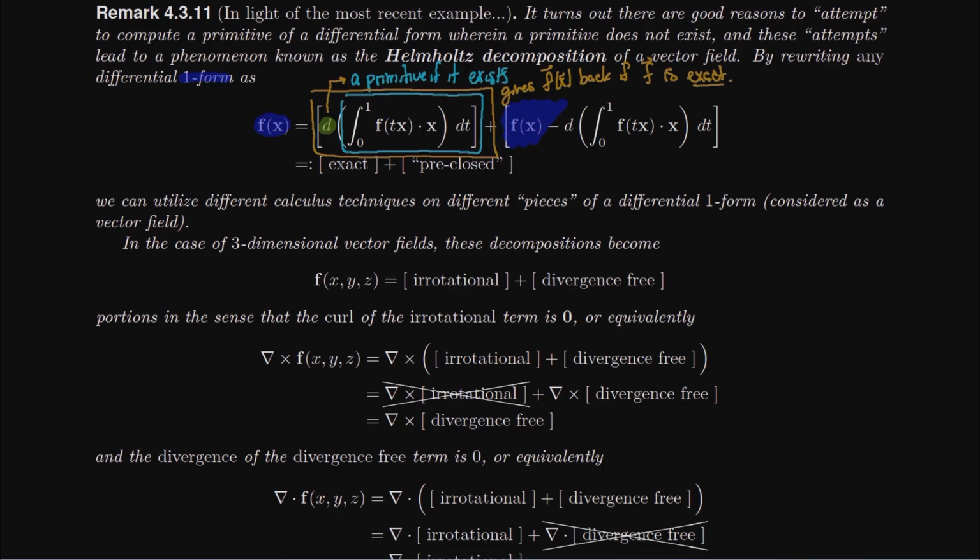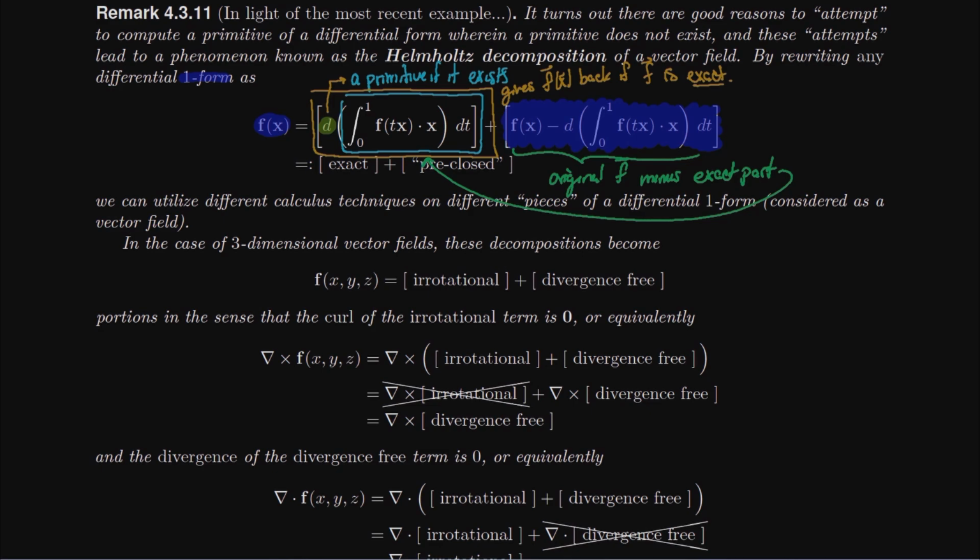Now, in the event that f isn't exact, we have a remainder term. What I've done is taken the original differential form and subtracted off what was on the left-hand side. This is just the original f minus the exact part, the exact part meaning everything I just computed over there.